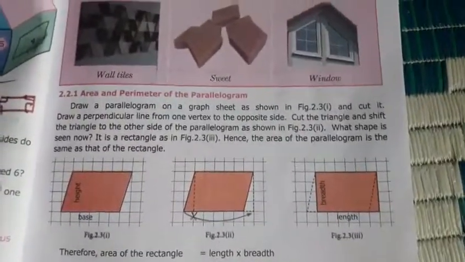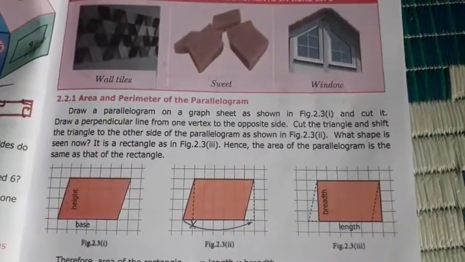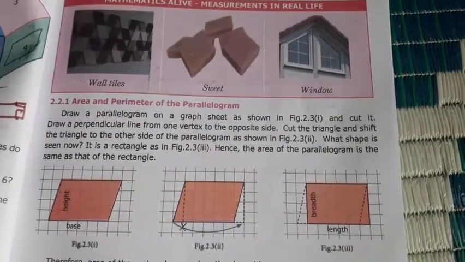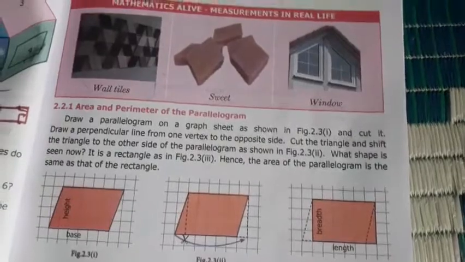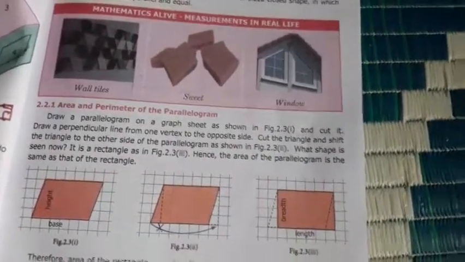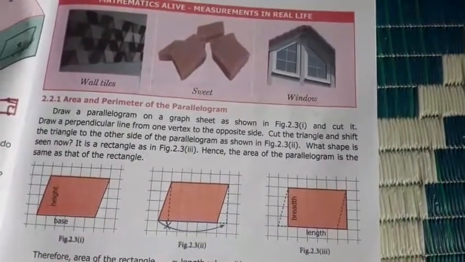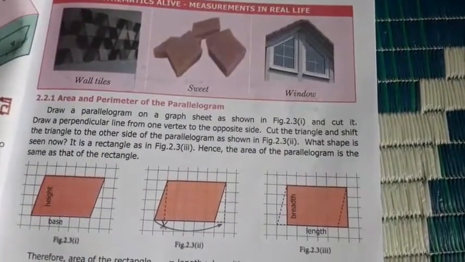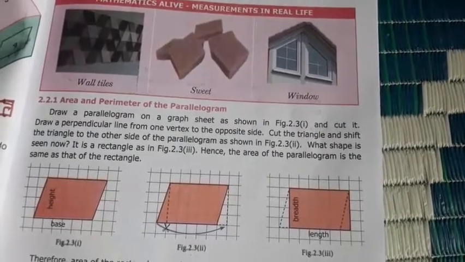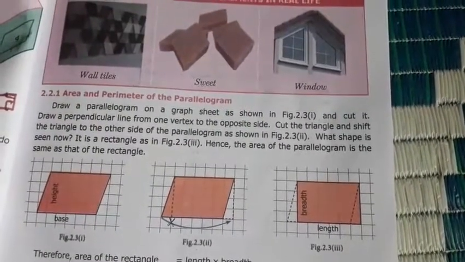Next, listen: area and perimeter of the parallelogram. Area and perimeter, I already said. What is area? A region occupied by a closed shape. Perimeter, what is the perimeter? Perimeter is a place around, the line going around the closed shape.